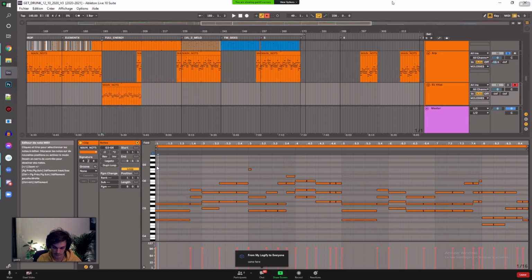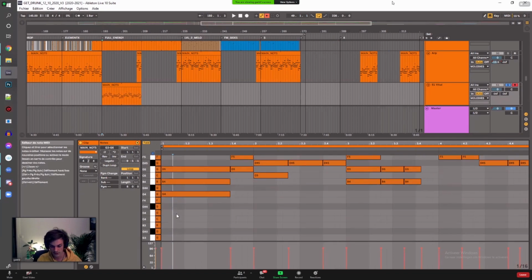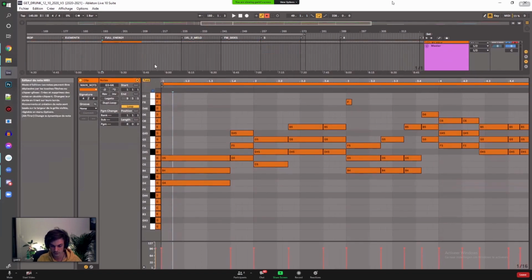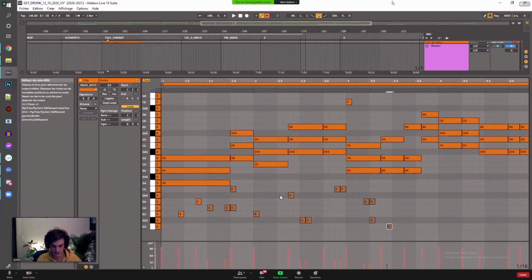So if I play, so they won't play all the scale, but they are present. And if I press unfold, I will now only have the notes of the scale. So everything I place from there will be in that scale. And that's really cool to have because I know I cannot go wrong with that.